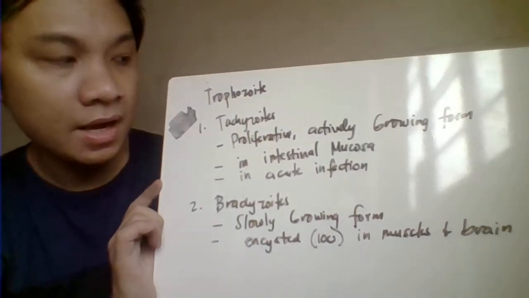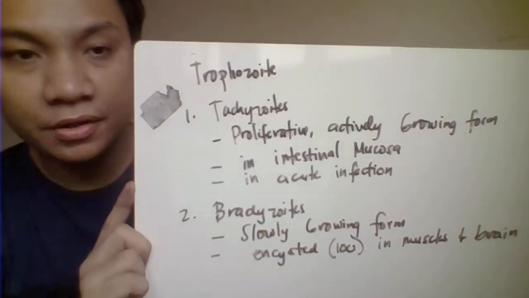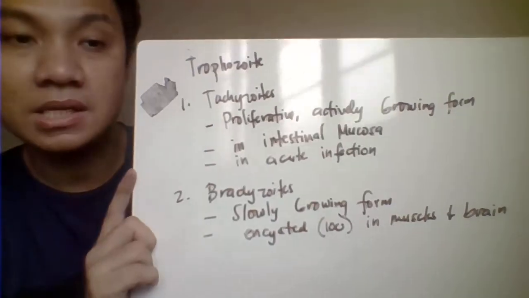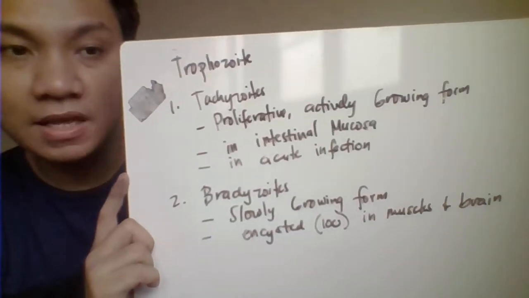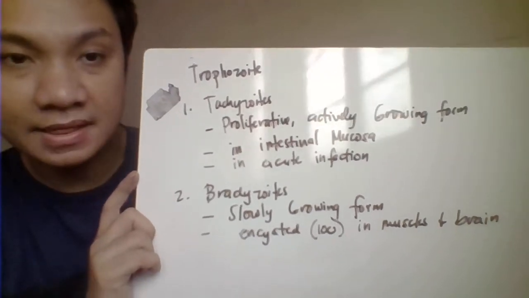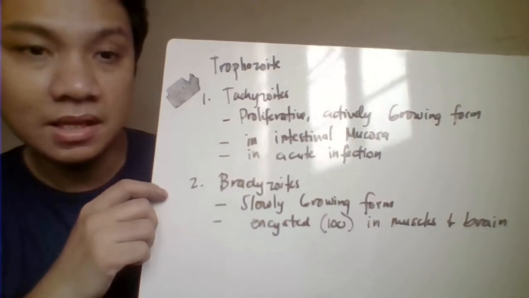Okay, so we have here the two trophozoites related to your Toxoplasma gondii. The first one we have here is the tachyzoite. The tachyzoite is just the actively growing, multiplying form. This one is crescentic in shape, crescent. And that one could be found here in the intestinal mucosa.